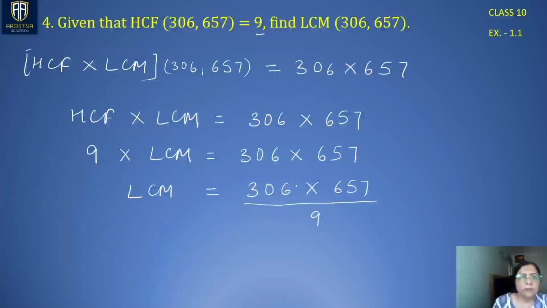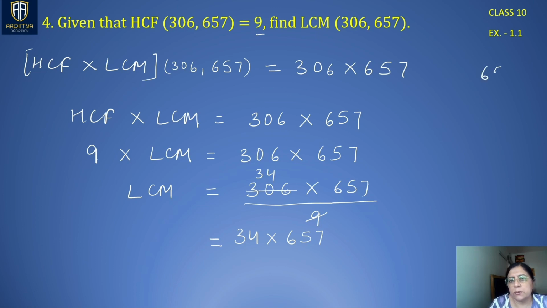Now, instead of taking the product first and then dividing it by 9, you should just write it down, reduce it first, and then take the product finally. So, see, this is 6 plus 3, 9. The sum is 9, so it is divisible by 9. 9 3s are 27. 36, 9 4s are 36. So the LCM of these two numbers is equal to the product of 34 and 657.